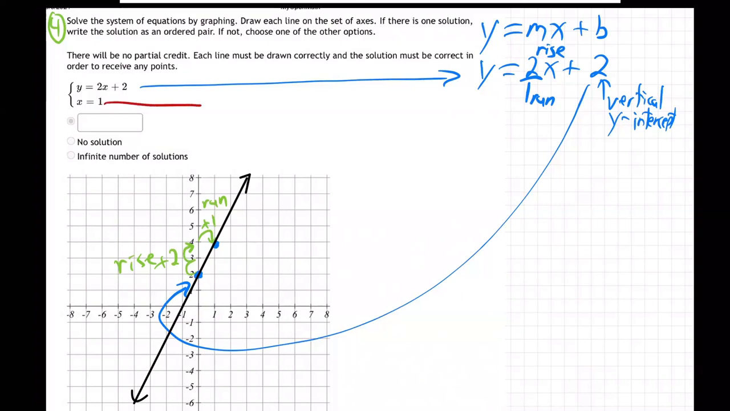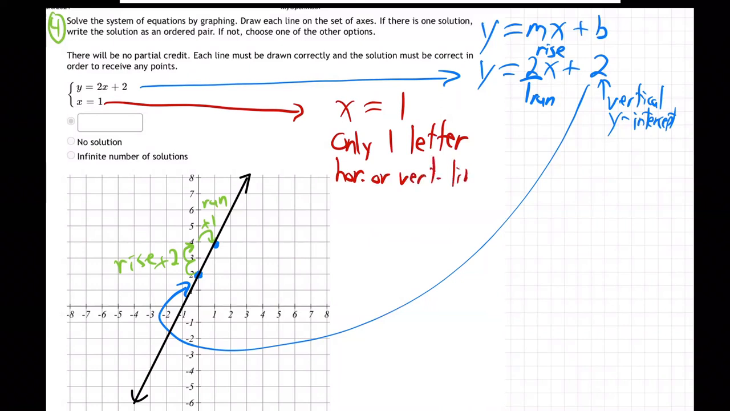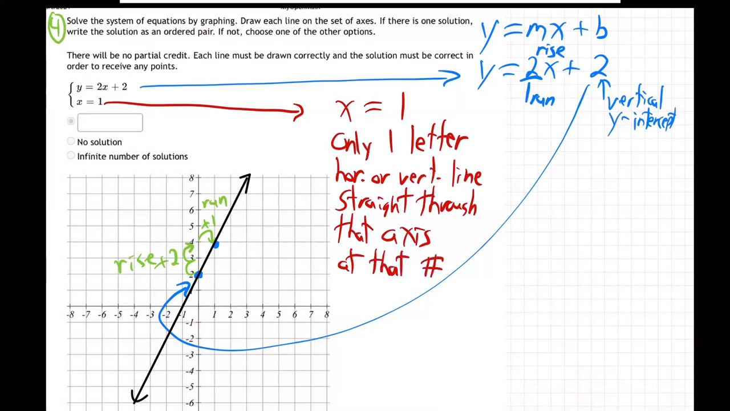Now the other line, right here, it's just x equals 1. Remember when we have only one letter, if we have only x or only y, it's just going to be a horizontal or vertical line straight through that axis at that number. So x equals 1. So this is the x-axis, this is the y-axis. It's going to go straight through right here at x equals 1.